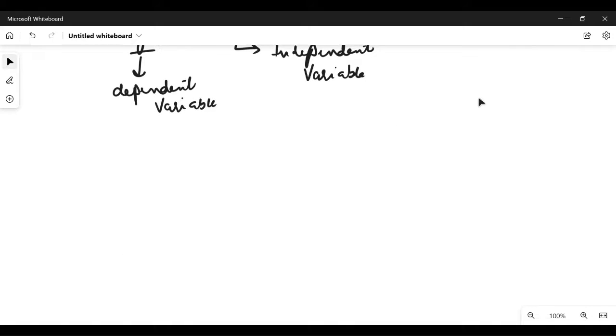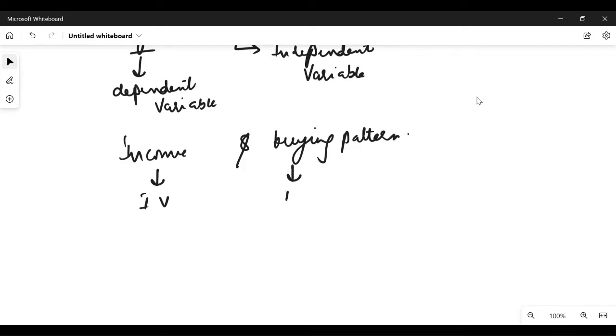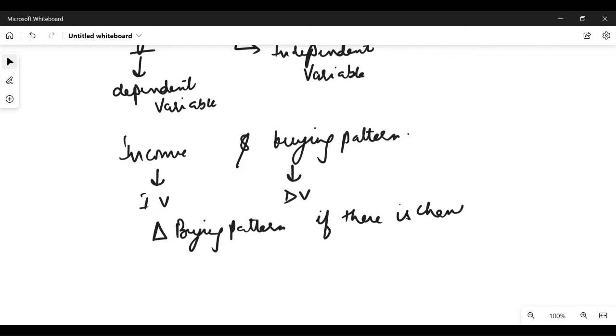Let us take the example of income and buying pattern. Where income is taken as independent variable and buying pattern is taken as dependent variable. So the concept of differentiation will help us to measure the change in buying pattern, if there is change in income. Okay, so if there is change in income.